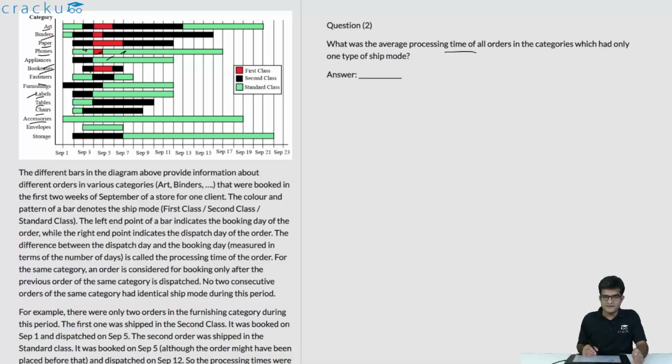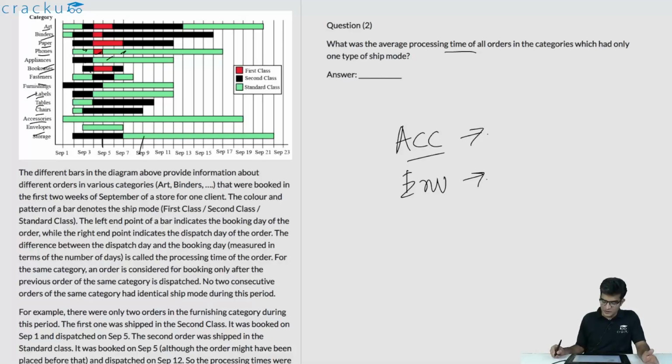There is only one line, one long green line. So accessories is a category which had only one type of ship mode. Similarly, envelopes also has one green line. So this also is a category which has only one ship mode. Storage again has 2. There is one in the second class and one in the standard class. So we'll again ignore them.